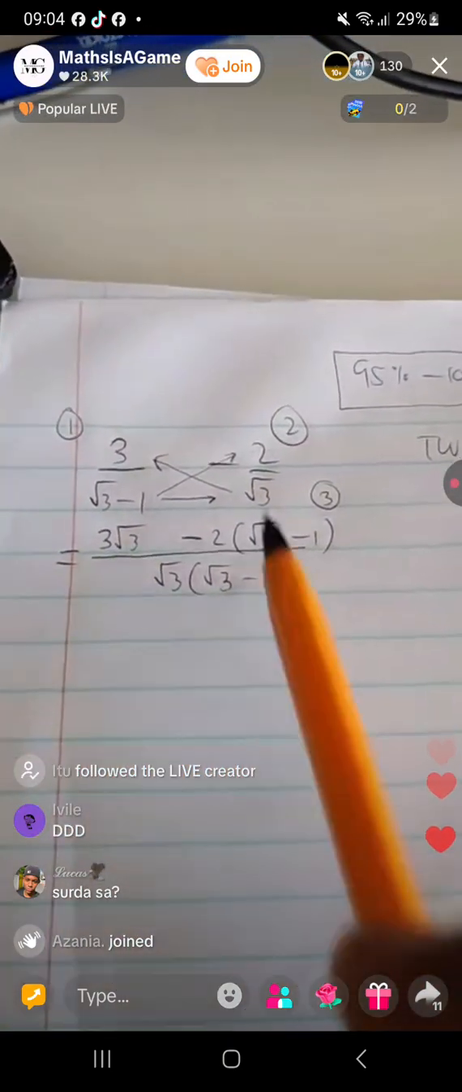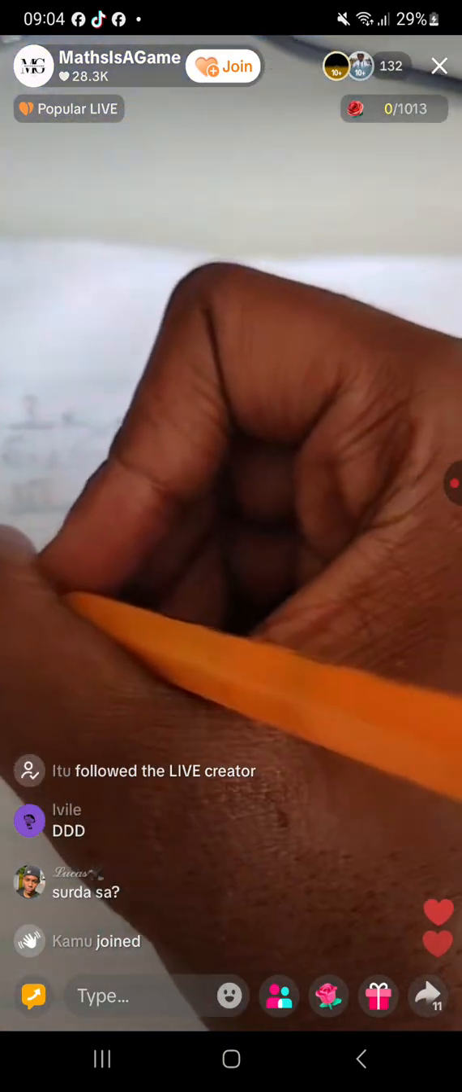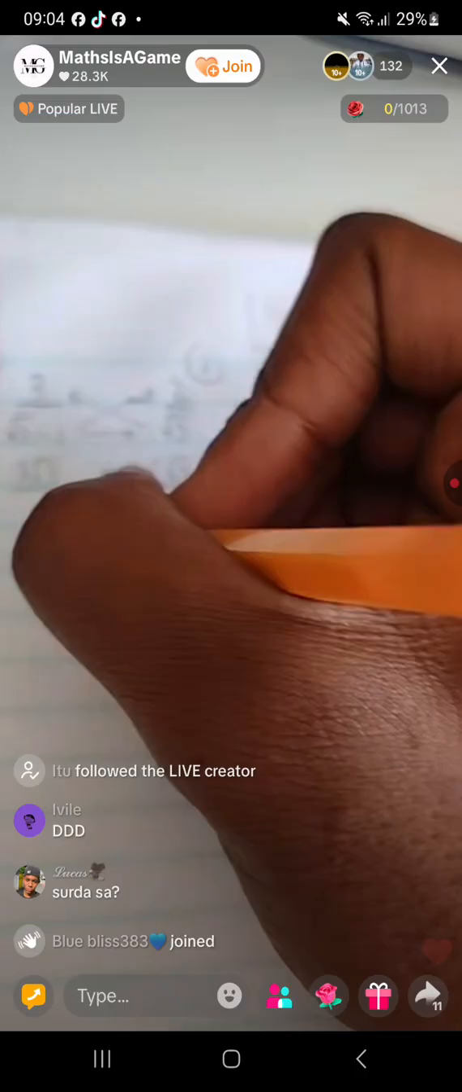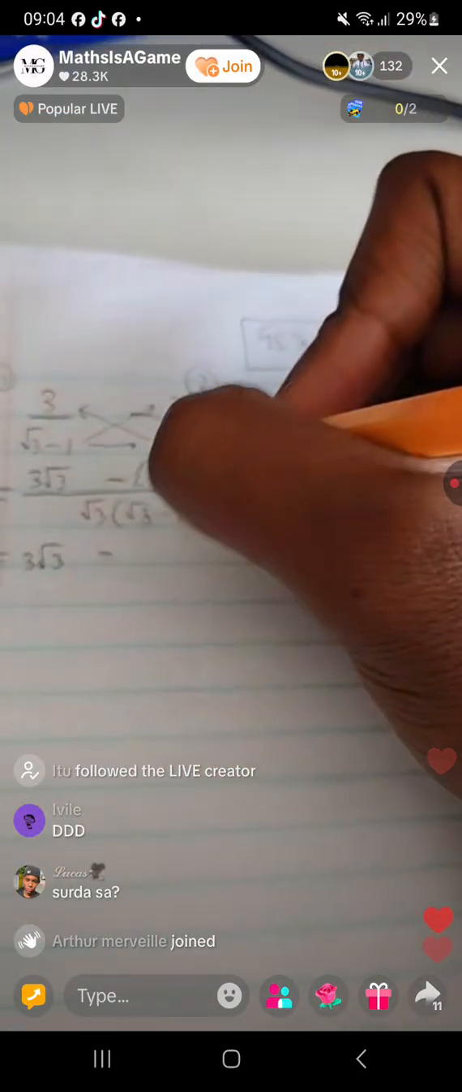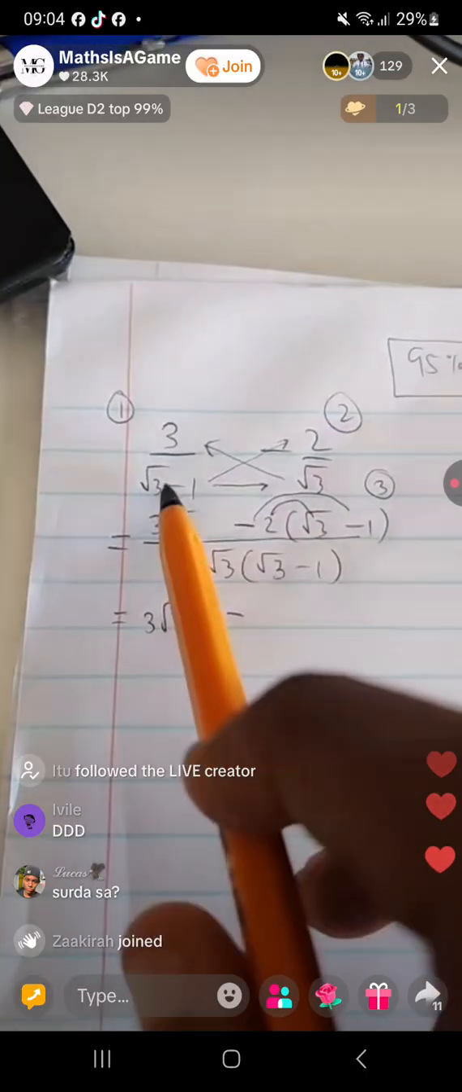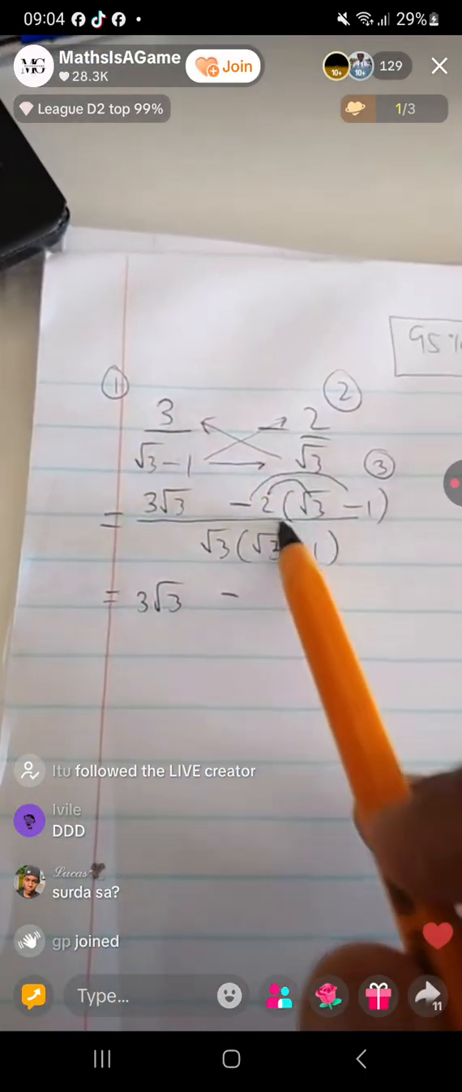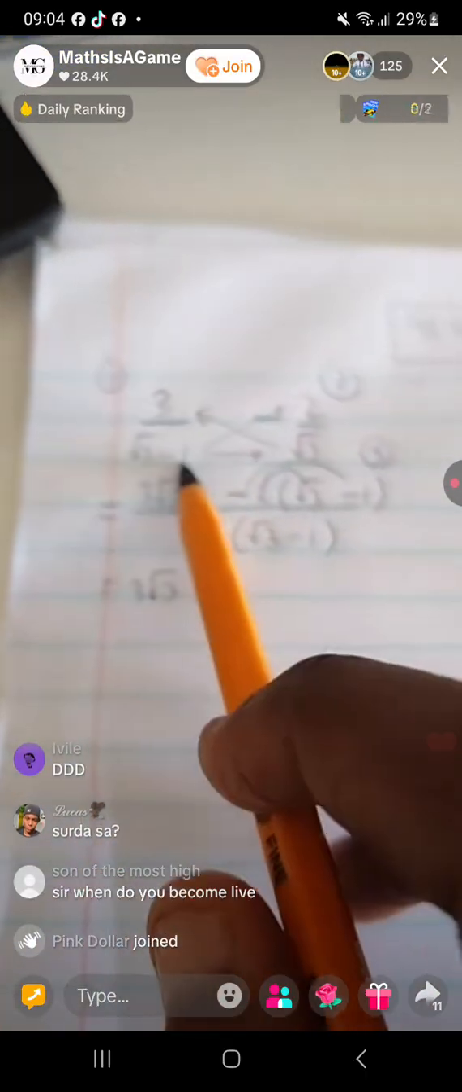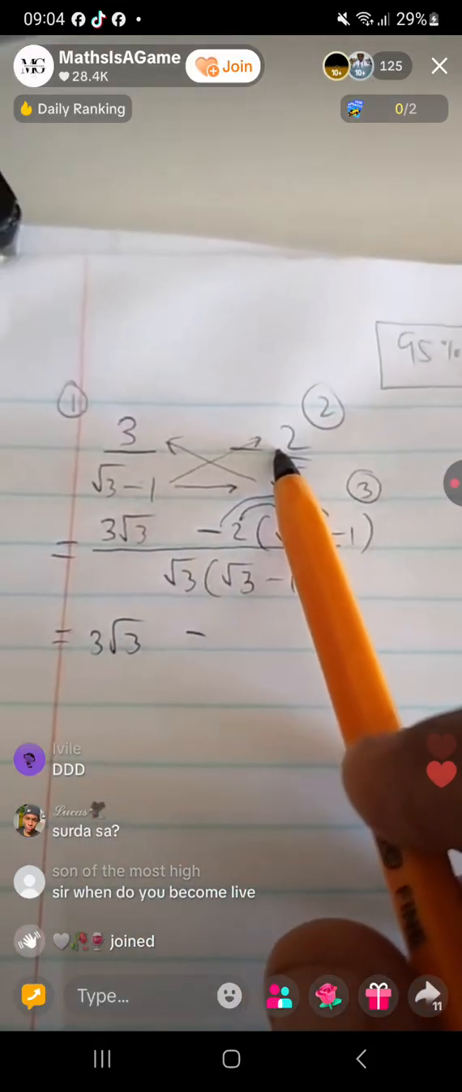Now we can check. 3 root 3, obviously, that's fine. Minus, we distribute the negative 2 inside this bracket. Remember, this is 2 terms. That's why we put brackets around the multiplication of negative 2.